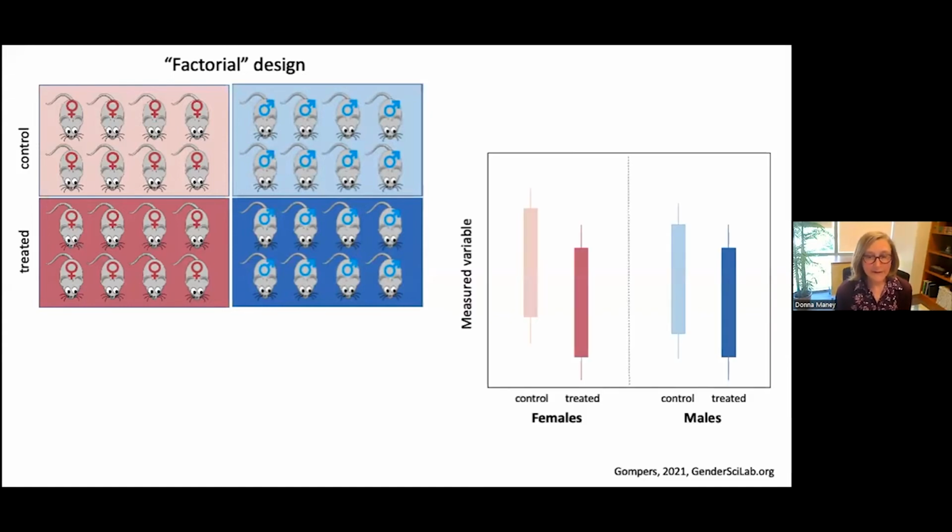Now, I borrowed this figure from Annika Gompers off the genderscilab.org website, which I highly recommend. And let's say that whatever you're measuring is over here on the y-axis. And here are your data from your 2 female groups, and here are your 2 male groups. And a lot of people, particularly if they are really trying to follow the NIH guidelines to analyze males and females separately, might do a t-test or some other comparison of means within the females and then another separate test within the males to look for effects of the treatment within each sex.